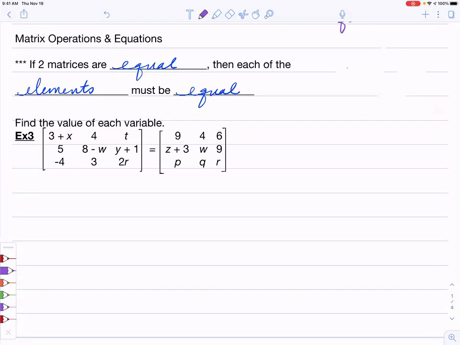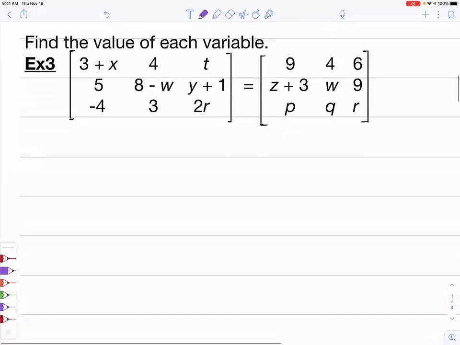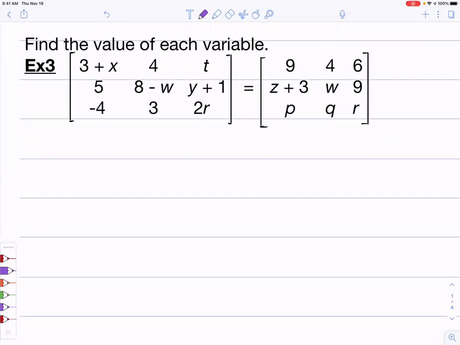Row 1, column 1 has to equal row 1, column 1. So these corresponding positions have to be equal to each other. All right, so then if it says find the value of each variable, let's just go to row 1, column 1, and let's write something down. So what would we write down for row 1, column 1? 3 plus x. Yeah, 3 plus x equals 9, and x equals 6.